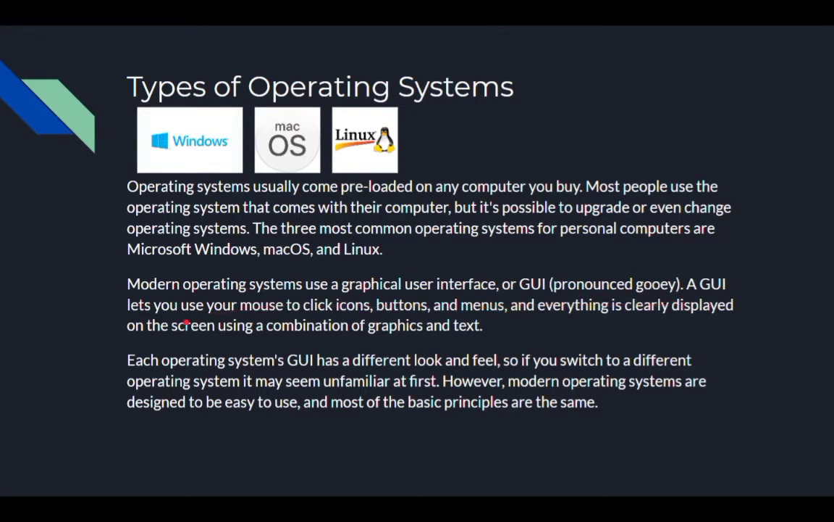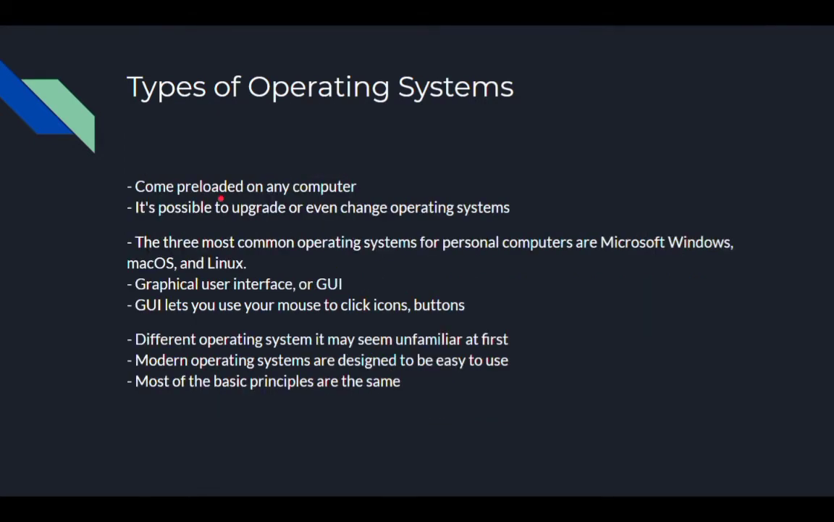A GUI lets you use your mouse to click icons, buttons, and menus, and everything is clearly displayed on the screen using a combination of graphic and text. Each operating system GUI has a different look and feel, so if you switch to a different operating system, it might seem unfamiliar at first. However, modern operating systems are designed to be easy to use, and most of the basic principles are the same for each Windows, Mac OS, and Linux operating system.